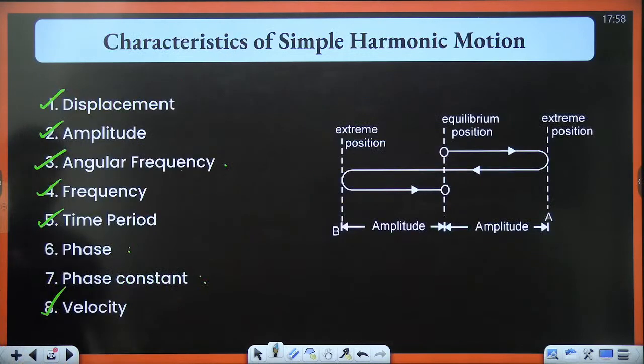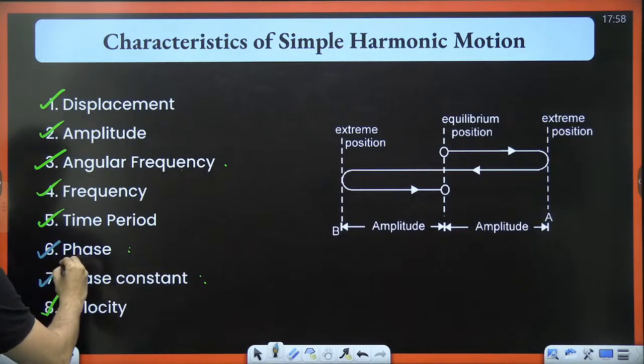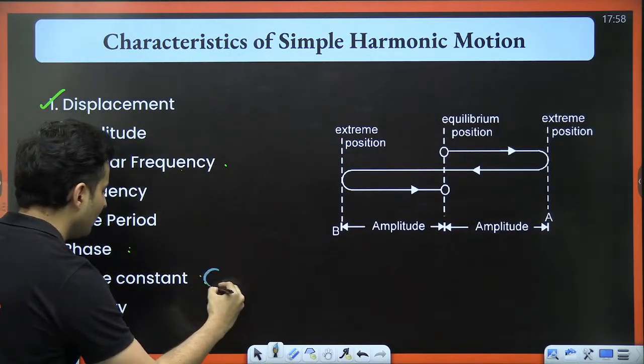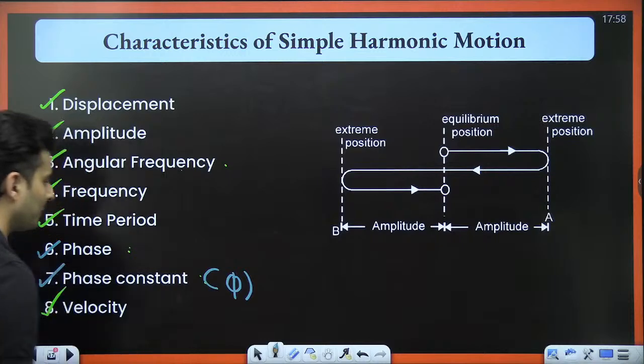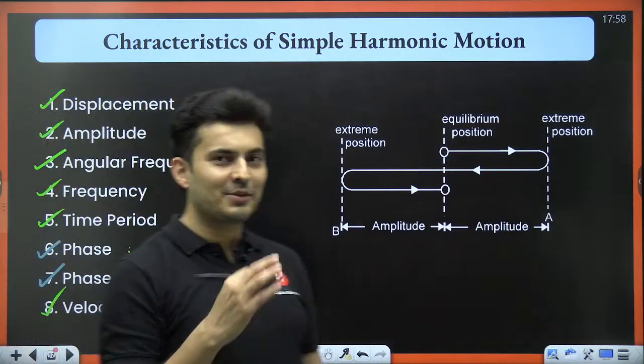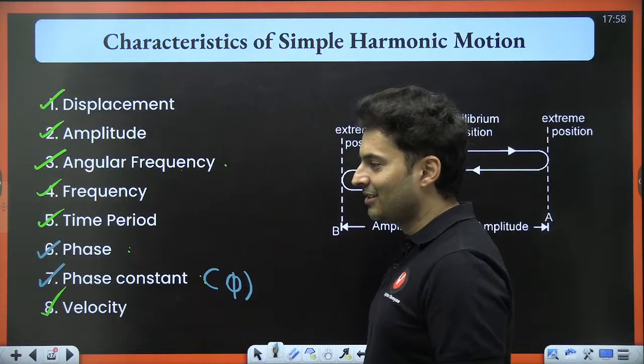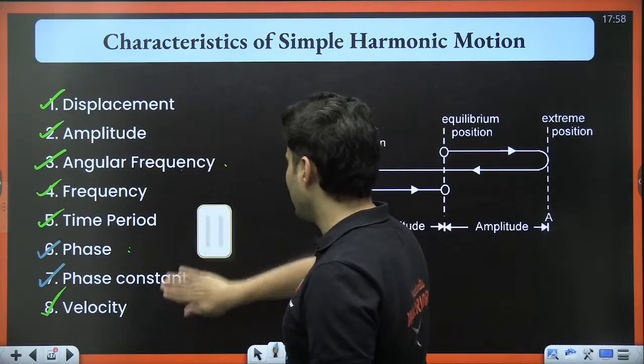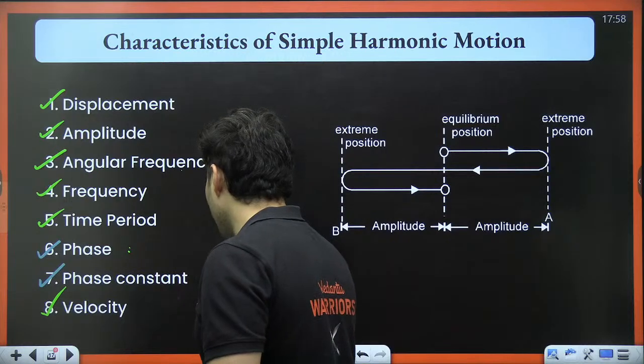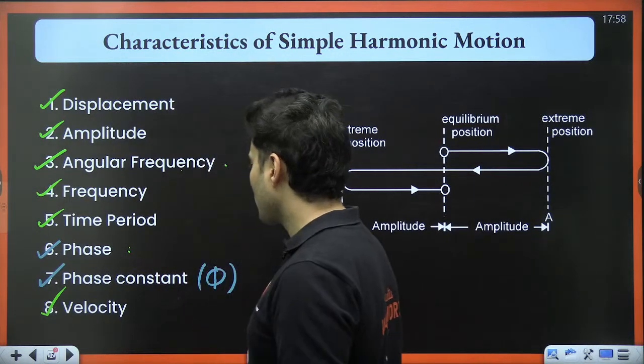So we have talked about what is the meaning of phase and what is the meaning of phase constant. The symbol for phase constant is phi. You might be wondering, what is the symbol for just the phase? So phase constant, my dear students, is phi.